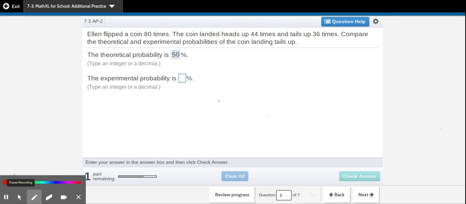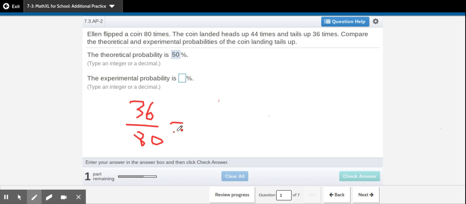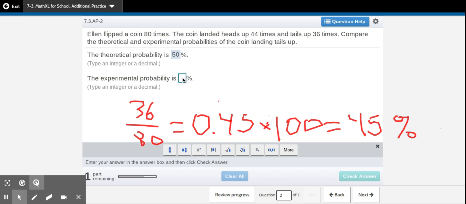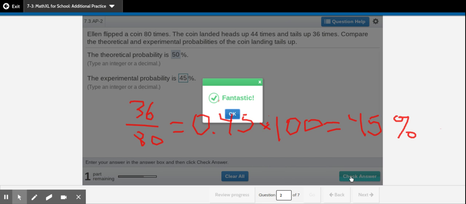Now it's asking us the experimental probability of landing tails up. So we landed tails up 36 times out of 80. All right, let's get a decimal for this, which is 0.45. We're going to multiply that by 100 to get our percent. And we get 45%. Fantastic.